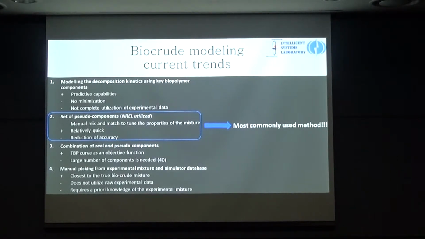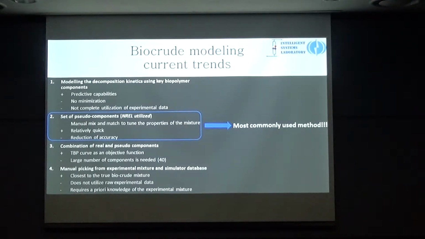Now, this is essentially manually mixing and matching to tune the properties of the mixture, and especially the true boiling point curve is the objective function here. This is relatively quick, and the true boiling point curve is good for modeling things like distillation columns. However, there is definitely a reduction of accuracy the more pseudo-components you use, and also there is a large number of components needed, 40 and upwards.